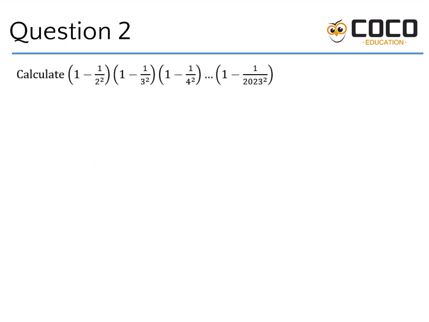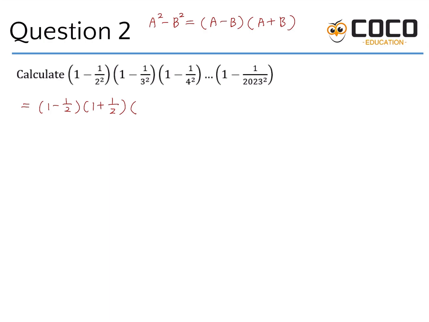Now, for question 2 here, we have to make use of this formula. So a squared minus b squared equals to a minus b times a plus b. Now, make use of this here. So this 1 is the same as 1 squared. We treat it as 1 squared minus half squared. So equals to 1 minus half times 1 plus half.